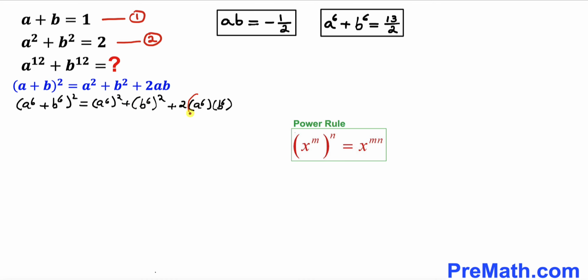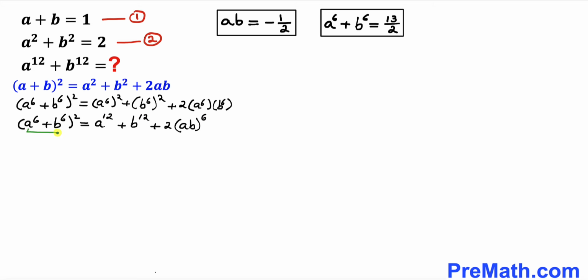And finally let's focus on this a power 6 times b power 6, which could be written as simply a times b whole power 6. So therefore this equation could be modified as a power 12 on the right hand side, and this b power 12, and this could be written as simply a times b whole power 6. And now we know that on the left hand side a power 6 plus b power 6 equals to 13 divided by 2. So therefore I'm going to substitute this one by 13 divided by 2. And likewise on the right hand side I'm going to replace this ab by -1 over 2 over here.